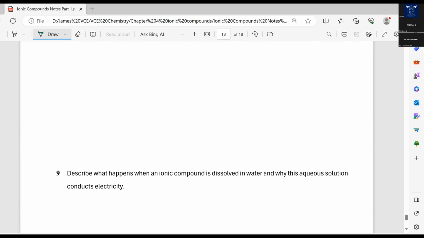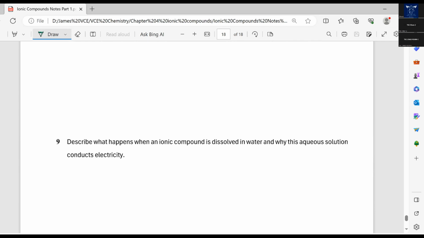What about an ionic compound dissolved in water? Why do the aqueous solutions conduct electricity? You need to explain that water molecules will displace their electrostatic force of attraction. And why are they able to conduct electricity? Because ions become mobile in the aqueous solution. Right? So try to do them as your homework.